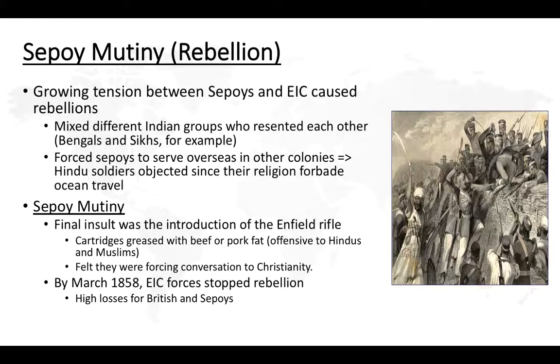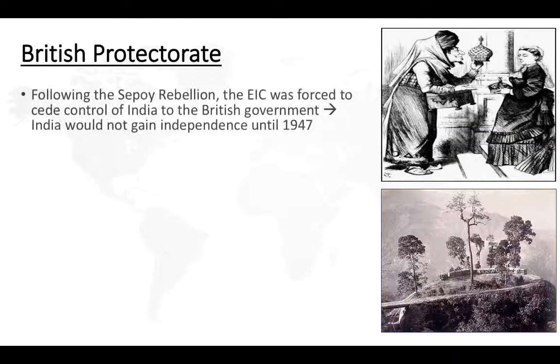But the East India Company forces are going to stop that rebellion. And we don't see too much come out of it. We just see high losses for both the British and the sepoys. And all it does is it really leads to a final collapse of the Mughals, because the East India Company is now going to take more and more control of India after this to stop further rebellion.